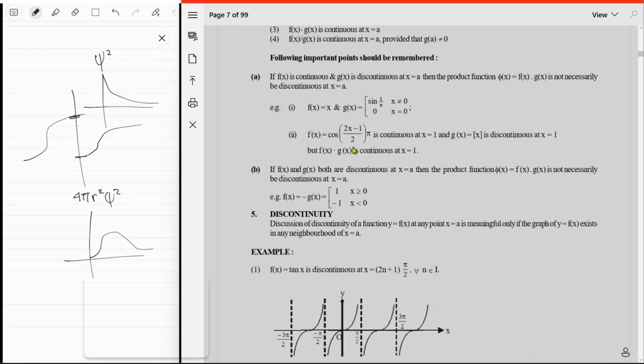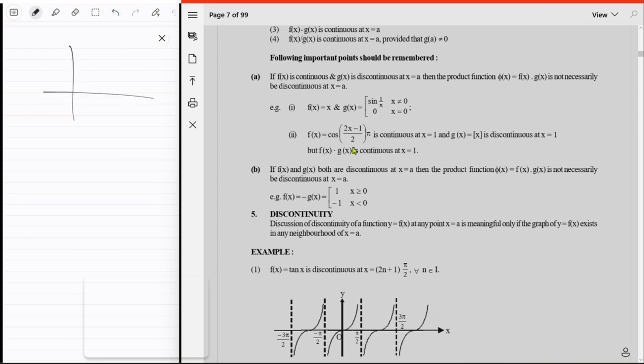I know r should not be negative, but let's not go into physics and stick to math. Let's take an example, some function like 1 upon x. It's discontinuous at x equal to 0, right? Now our f of x is x squared and g of x is 1 upon x, so f of x is continuous and g of x is discontinuous. When you multiply these together, you just get x, and that function is actually defined, right?